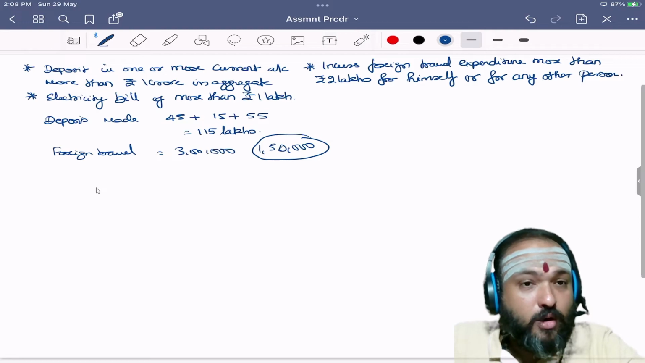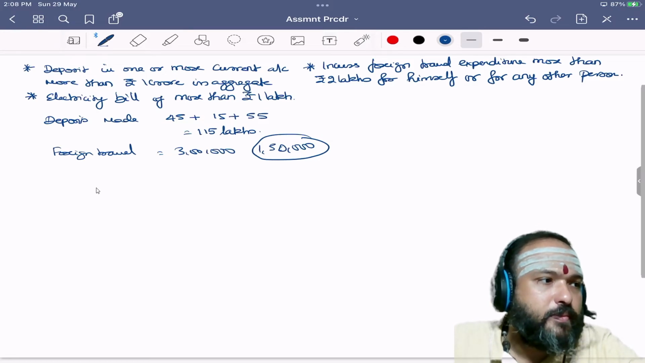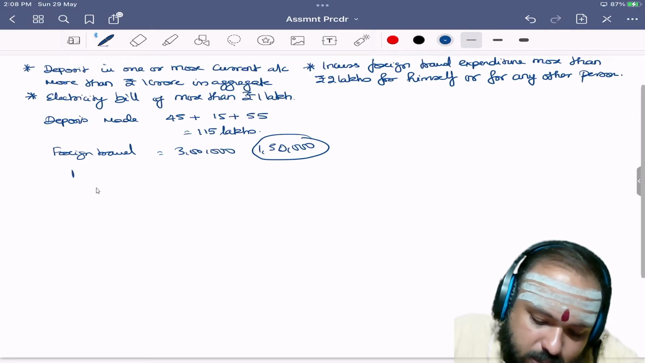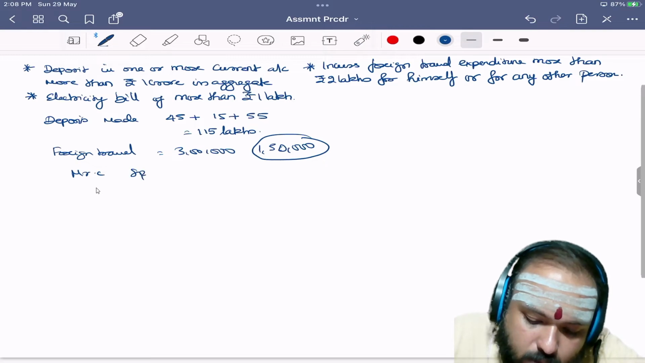Now, go to the next example. Mr. C and Mrs. C went on a trip to France and spent rupees 1.8 lakhs. So, Mr. C spent 1.8 lakhs.